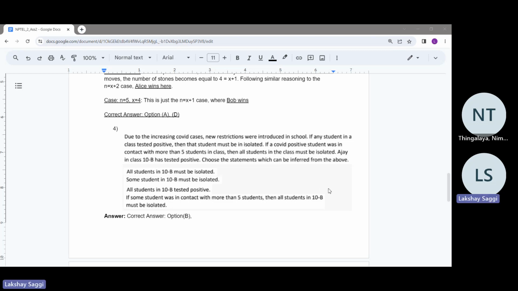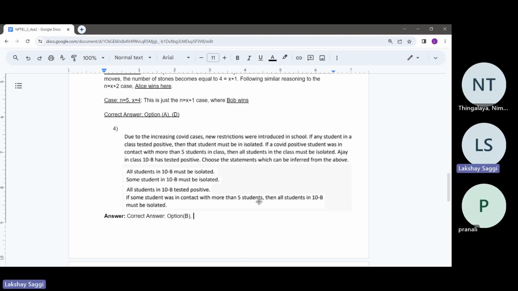It's correct. Okay. So one thing to look at is where one might get confused. What this statement is saying is if some student was in contact with more than 5 students, then all students must be isolated. But the restrictions actually say that if a COVID positive student was in contact with more than 5 students. So suppose the student who came in contact with more than 5 students was not Ajay but some other student, Rajiv, who was actually not positive. So Rajiv shook hands with 5 students.